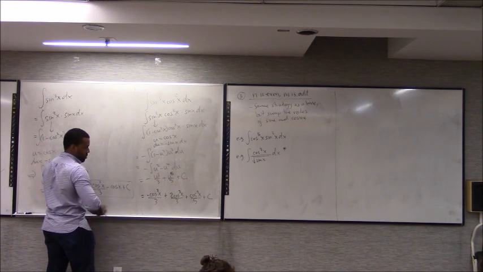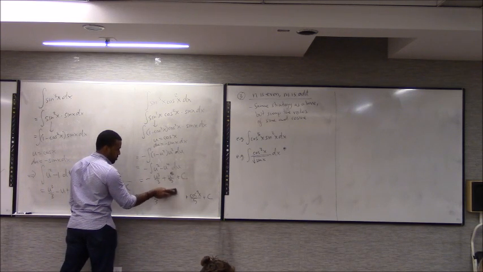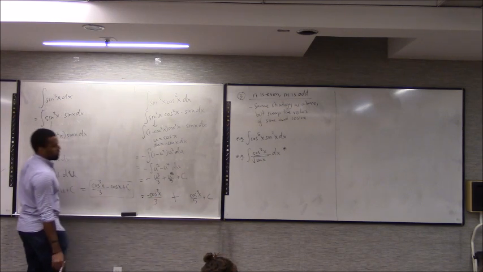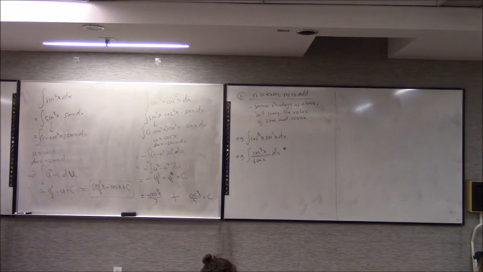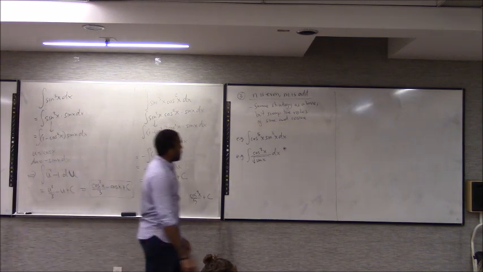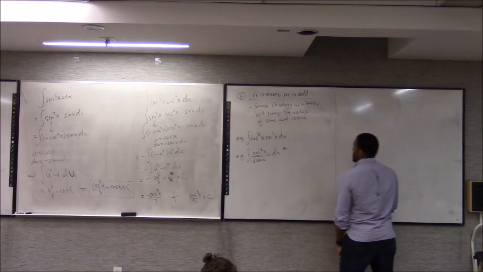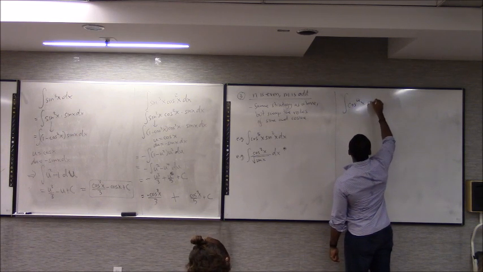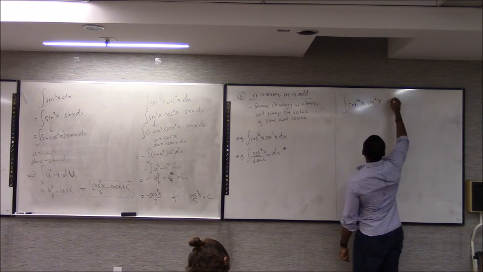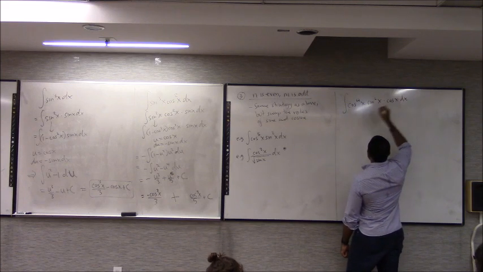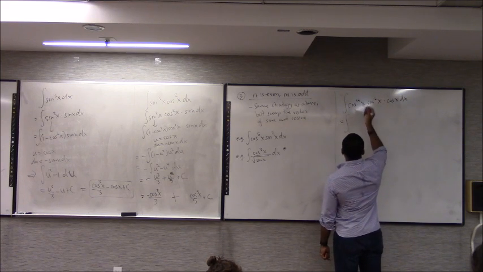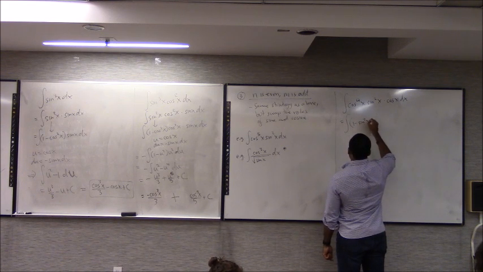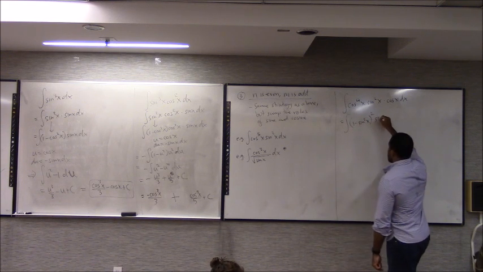I would just have that one. I'm not sure where this came from. Similar strategy here. I would save a factor of the cosine. Change everyone else to sines. So this I would think of as 1 minus sine squared, all squared.